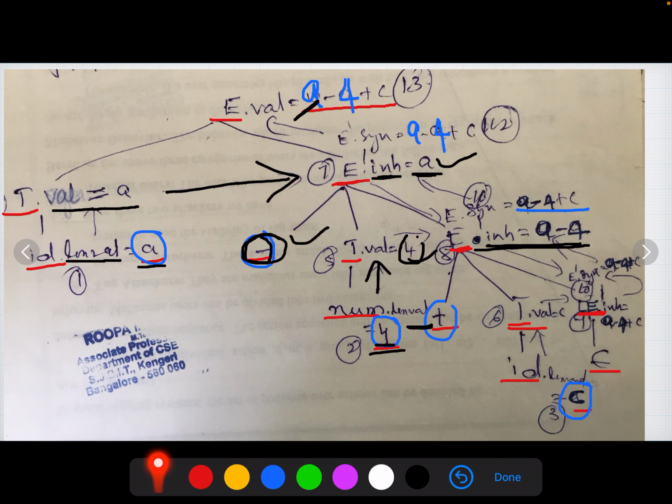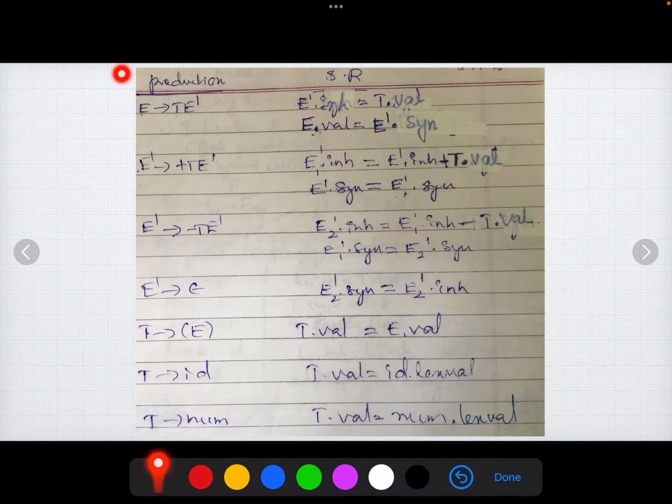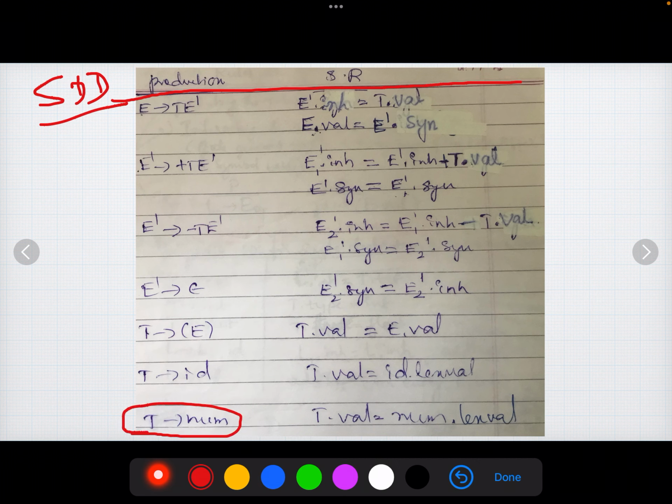So that is what an annotated parse tree is. And you can also write the SDD for this. Writing the productions along with the semantic rules is called SDD, syntax directed definition. So this is our first production to be computed, because we know that it is a lexical value. num.lexval has been assigned to this. Similarly, T produces id is id.lexval assigned to T, and similarly here just the E' value is assigned to T.